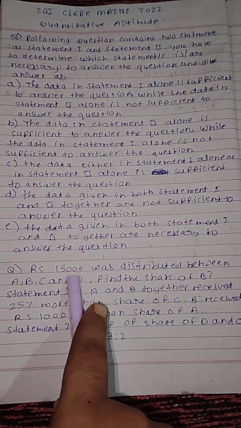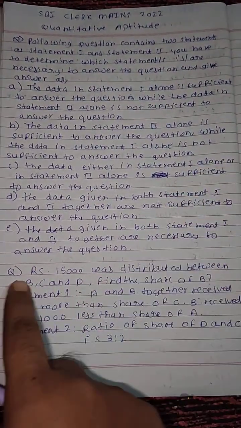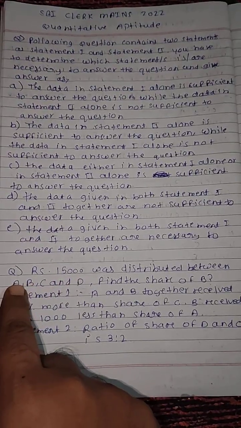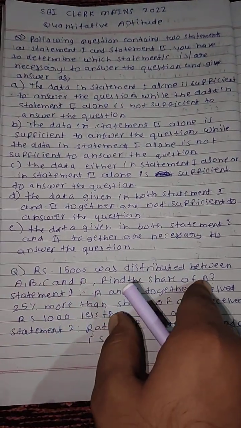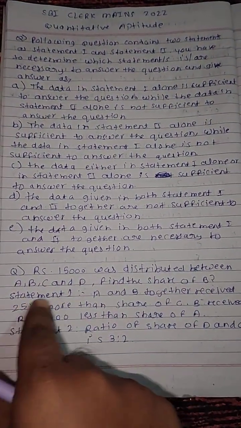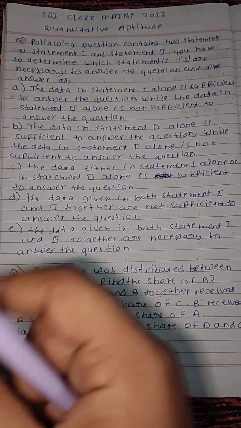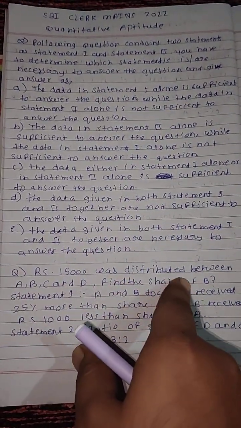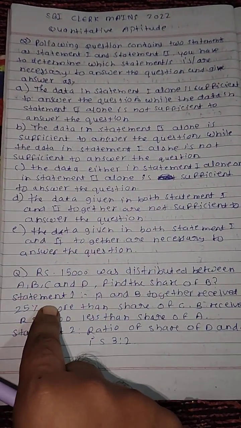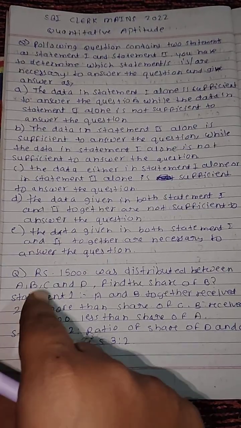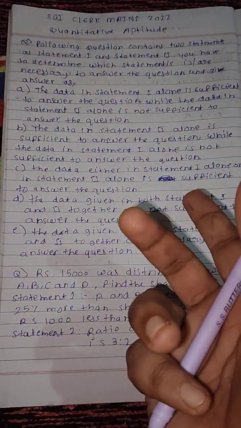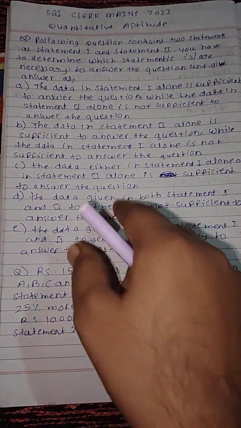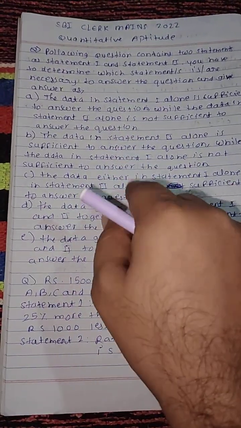So 15,000 rupees is distributed among A, B, C, D, and we need to find the share of B. They have given two statements. We need to check whether we can find it with statement 1 or statement 2, or by combining the two, or whether even after combining the two we will not be able to find it. Based on this, we need to choose the option.